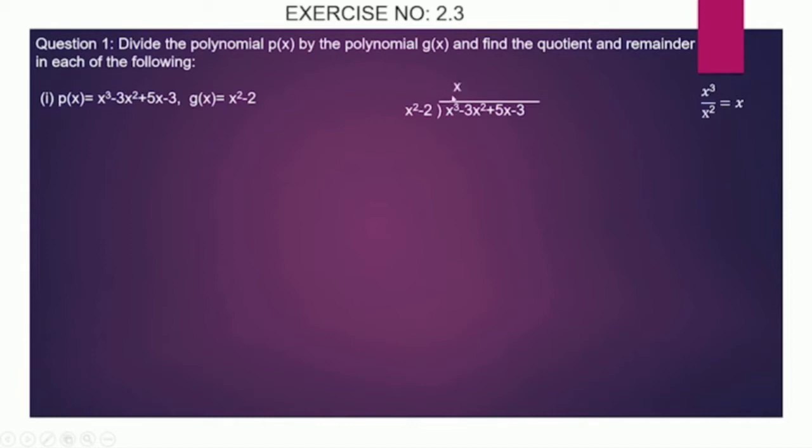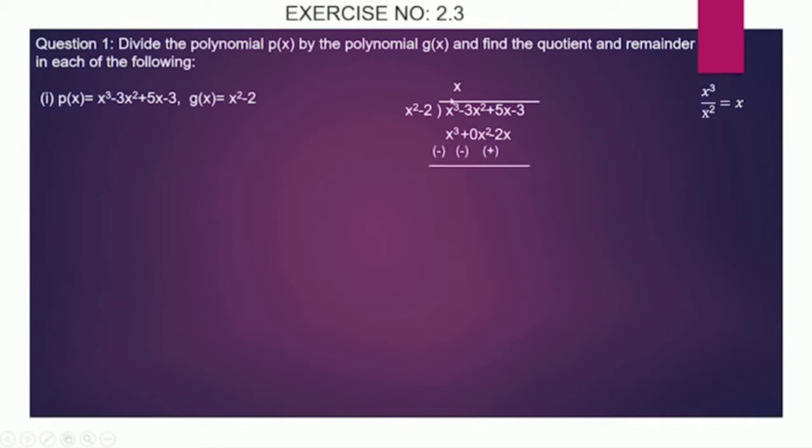Now, in the second step, we multiply this x with the whole term g of x, that is x square minus 2. After multiplying x into x square, we get x cube, and x into minus 2 gives minus 2x. The x square component is 0, therefore we can write plus 0x square here. Now we need to subtract this term from p of x. At present this term is plus, so after subtracting it will become minus. Same here, at present it is plus, after subtracting it will become minus. Here at present it is minus, after subtracting, minus into minus gives plus, like this.